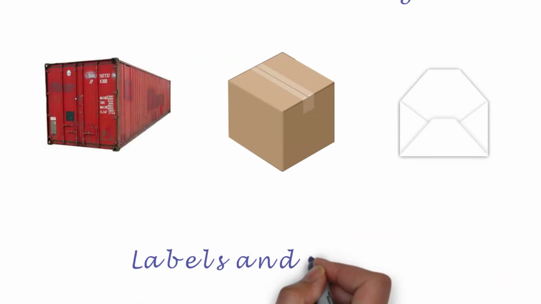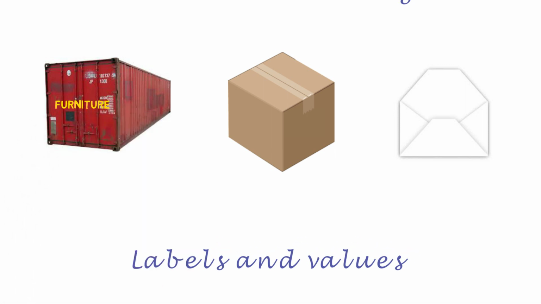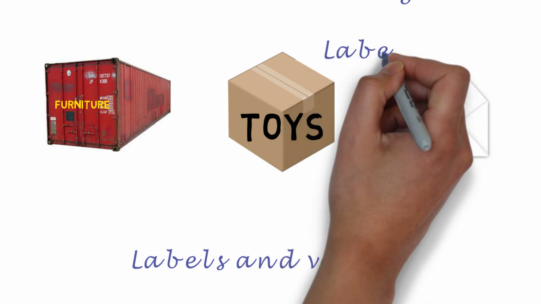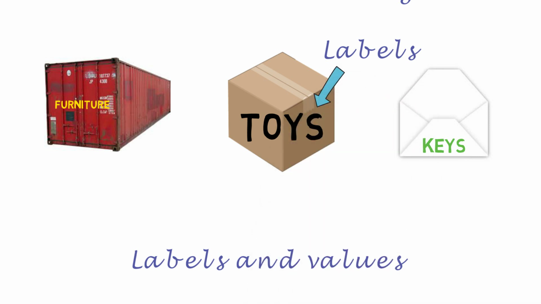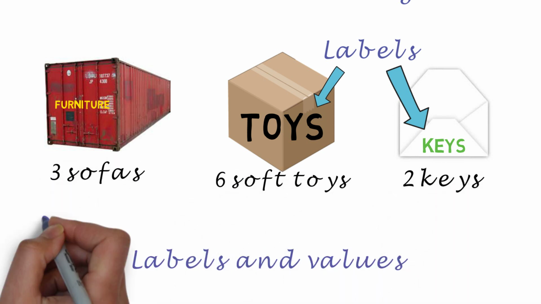Labels and values. A human needs a quick way of identifying what is inside a storage box, so we write a label and stick it on the outside. It helps us identify what's inside. All our variables also need labels to identify what values are inside. We call what is inside the variable the value.